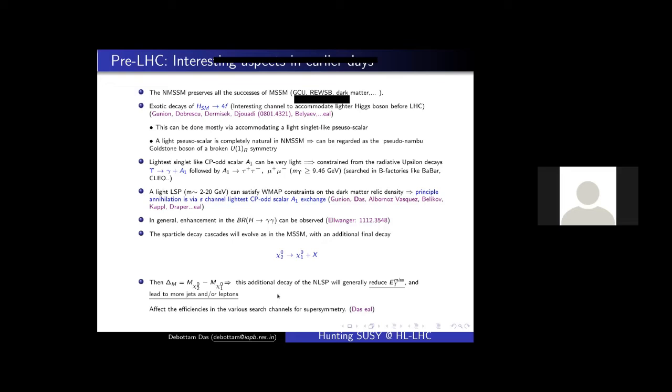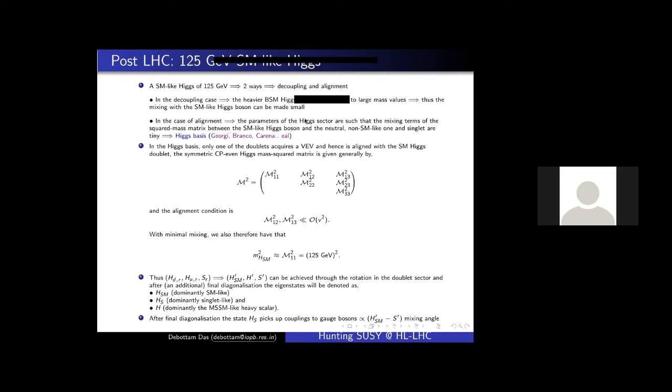Now, what happens in the post-LHC era? We know that there are two ways to accommodate the 125 GeV Higgs boson. One is decoupling and another is the alignment domain. In the decoupling area, all the heavier Higgs boson masses have to assume really large values, so that the mixing with the standard model-like Higgs boson can be made very small. Or what happens in the alignment domain?